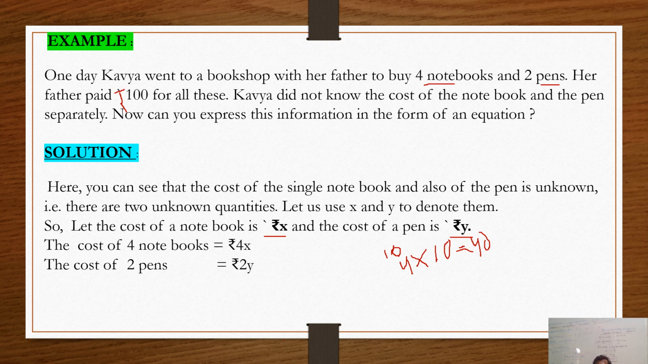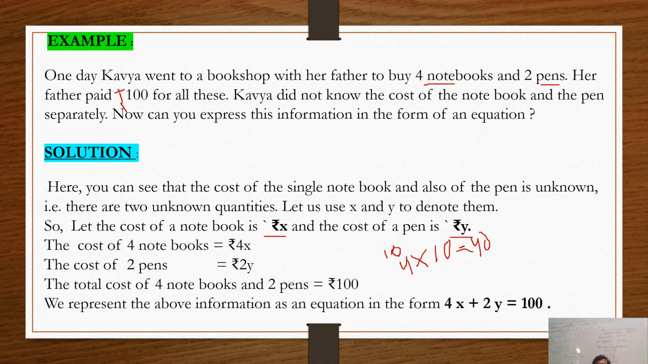So the total cost of four notebooks and two pens is 100 rupees. The total cost means the sum of 4x plus 2y. Yes, the sum of 4x plus 2y is nothing but 100. This is the linear equation in two variables.